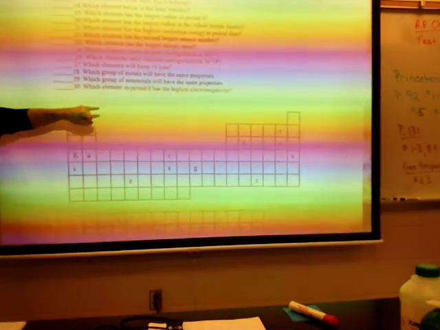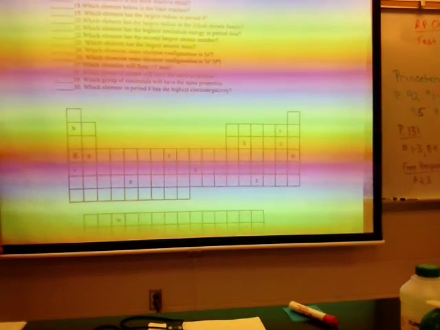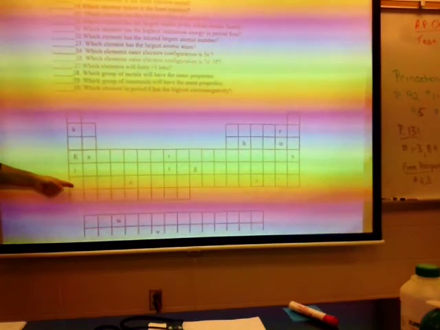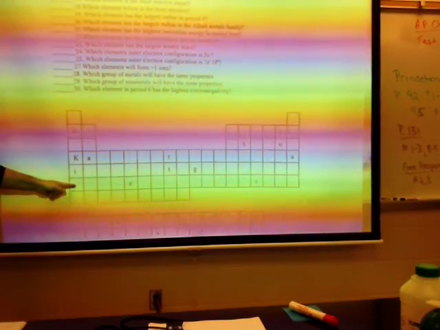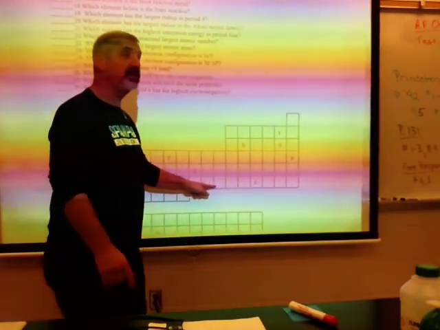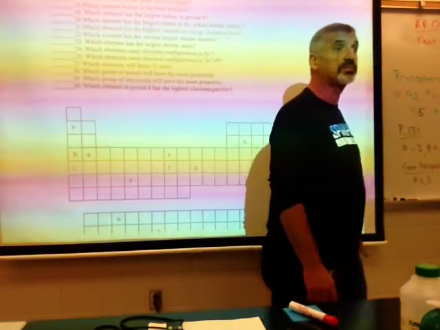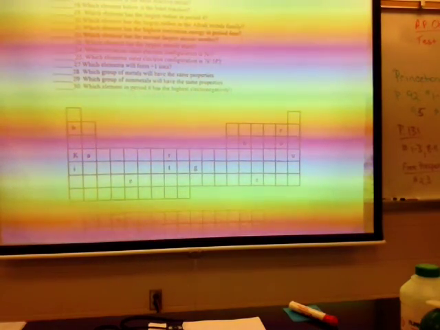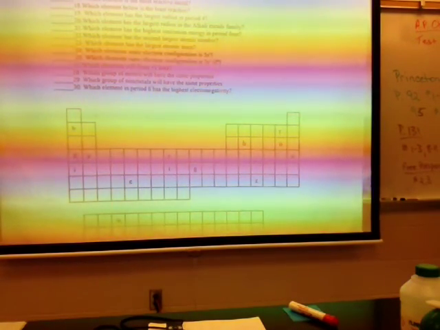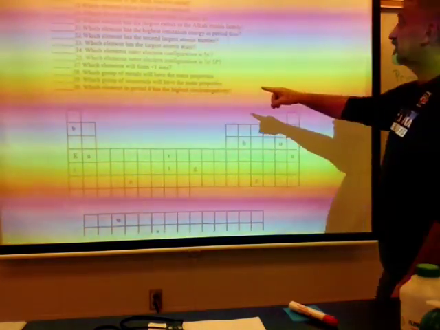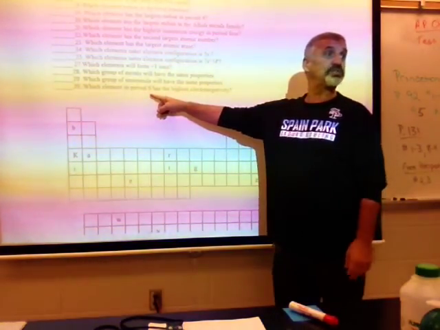And then which element in period 6 has the highest electronegativity? Period 6. 1, 2, 3, 4, 5, 6. What happens to electronegativity left to right? It increases, so the answer is going to be Z. Okay, but it says, look, it says in period 6, which means row 6.